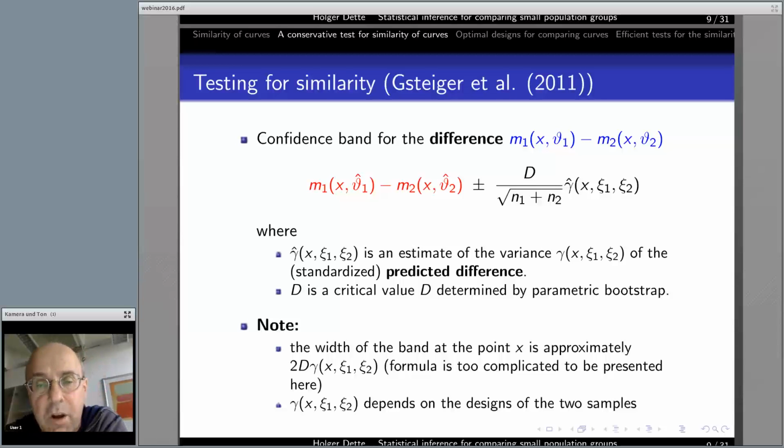Okay, and then you see a d. This d is a quantile, which is determined by bootstrap. And then you have the 1 over the square root of the total sample size. The important thing to note here is that we want to have narrow confidence bands, and the width of the band at the point x is proportional to this expression gamma of x, psi 1, psi 2. So it depends on the design. So we can try to choose the designs to get this width of the confidence band smaller. That's what we're doing next.